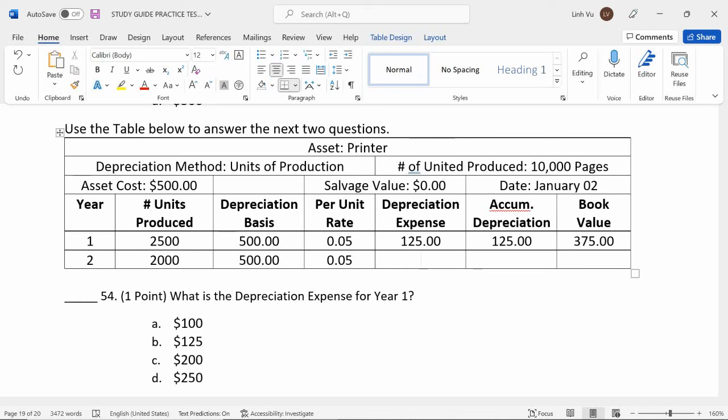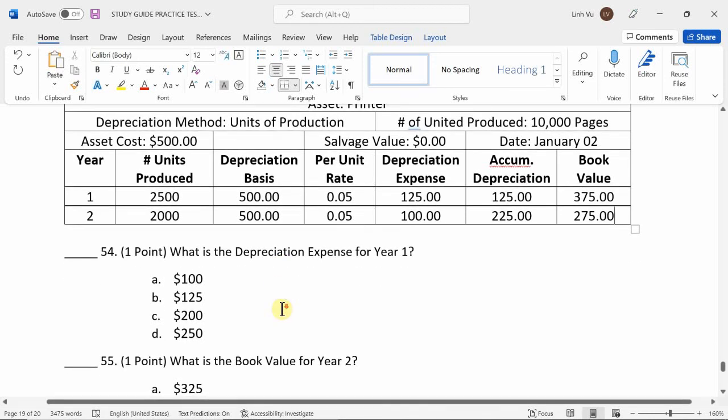But this time, I decided to produce 2,000 pages. So in this case, what's my depreciation expense? $100. So my accumulated depreciation is going to be previous plus current year's depreciation expense. It's $225. Good. So that will bring my book value down to $275. Good, right? Your asset cost of $500 minus the accumulated depreciation of $225 should give you $275.